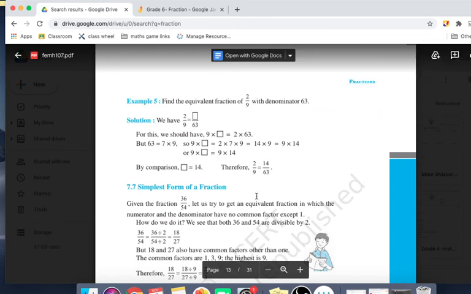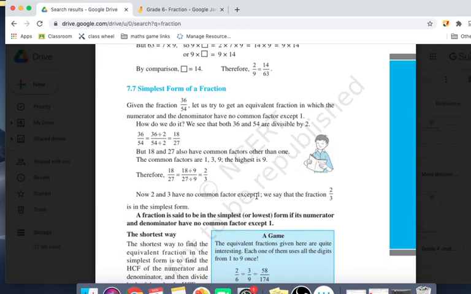Okay. Now simplest form of a fraction. So today's main topic, everything we did until now was about equivalent fractions. Now we are moving ahead with the new topic, and the topic's name is simplest form of a fraction.